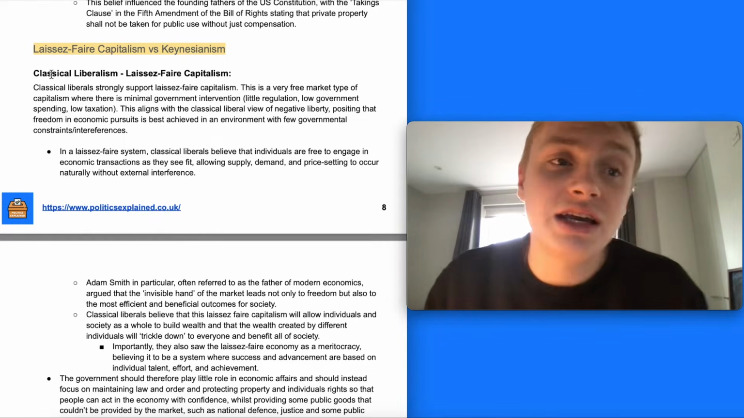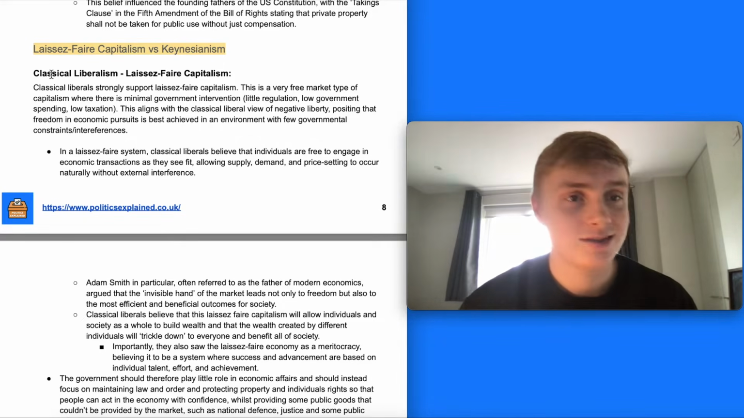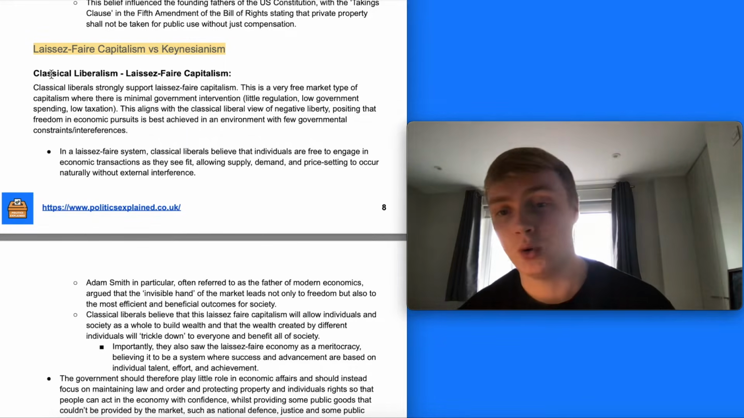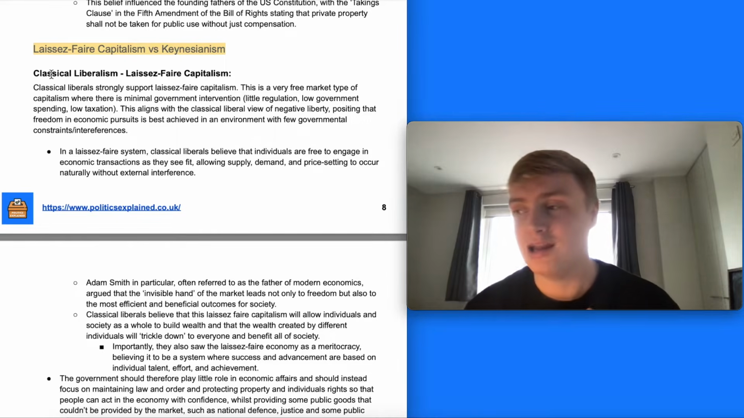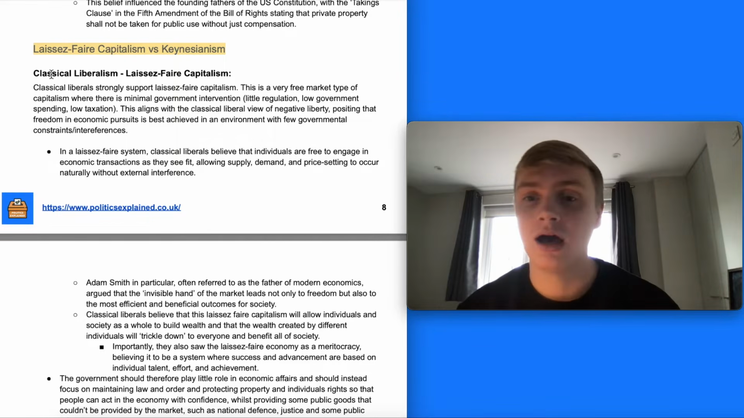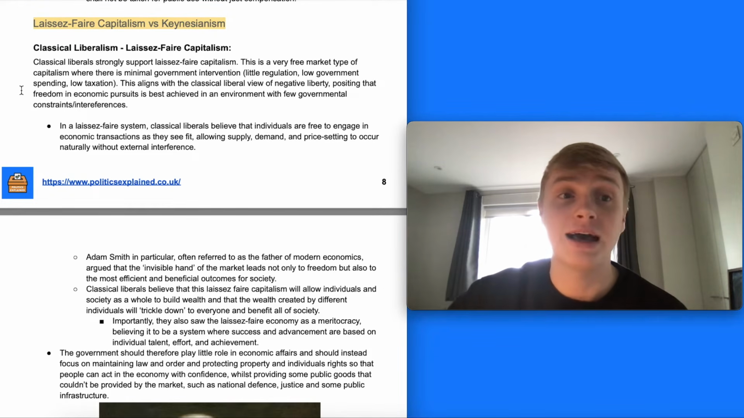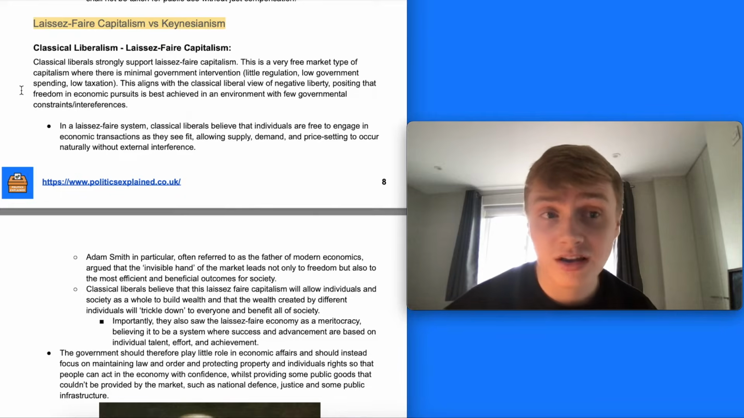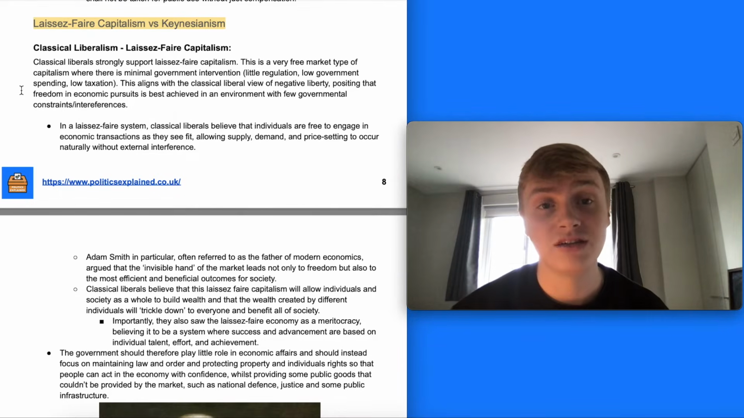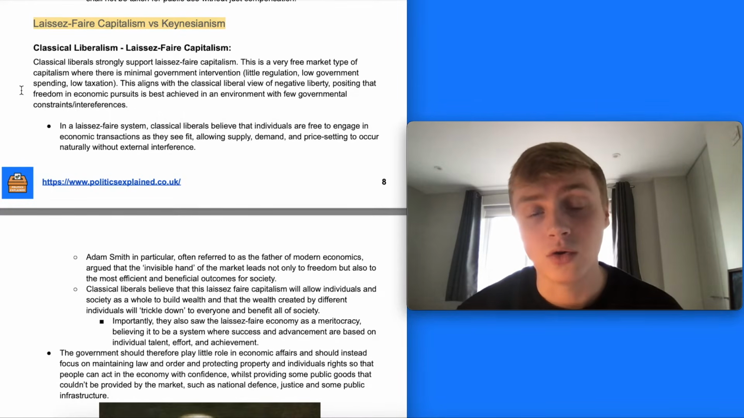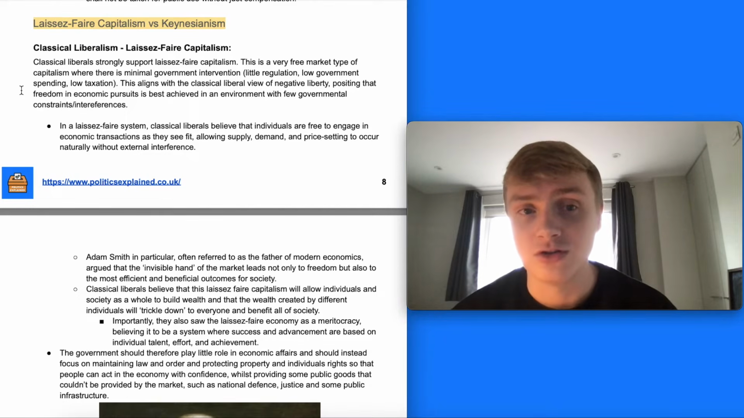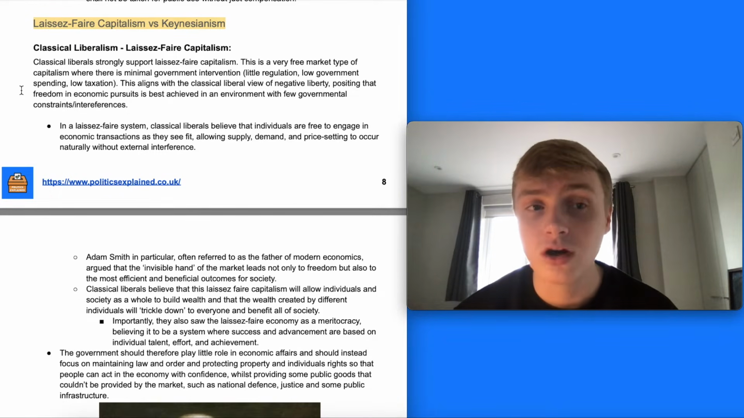What you do see, however, is quite an important difference between classical and modern liberals in the type of capitalism they support. And as I've explained previously, this really links in to their different views of freedom and their different views of individualism. So classical liberals support laissez-faire capitalism. So it's a very free market type of capitalism where there is minimal government intervention, so little regulation, low government spending, low taxation. And it aligns with the classical liberal view of negative liberty, arguing that freedom in economic pursuits is best achieved in an environment with few governmental constraints or interferences.